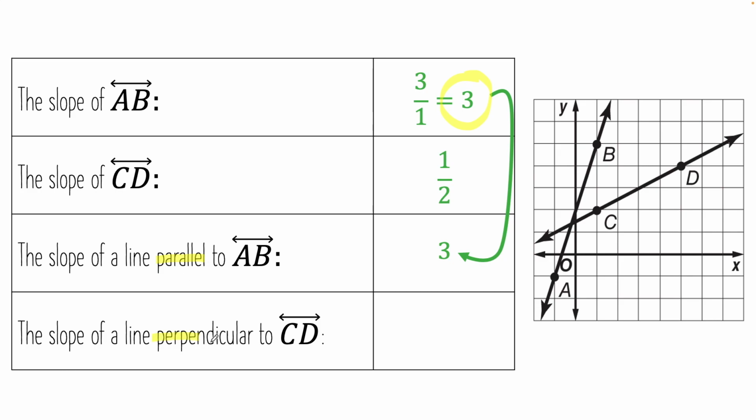What about the slope of a line perpendicular to CD? Now we need to flip the fraction and make sure it's the opposite sign. So if this is 1/2, we'll need to flip it and put a negative in front of it. So negative 2 over 1, which as it turns out is just negative 2.